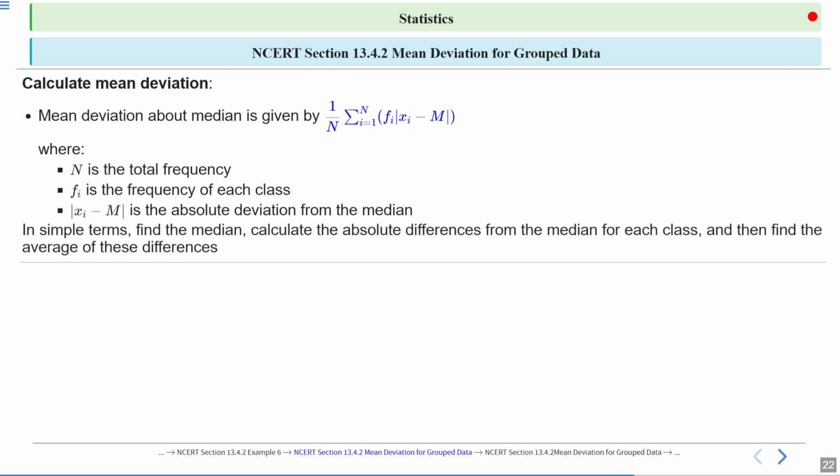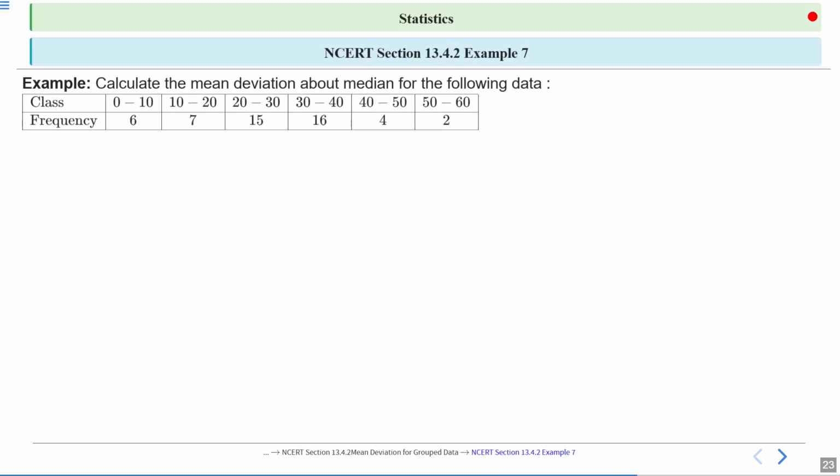In simple terms, find the median, calculate the absolute differences from the median for each class, and then find the average of these differences. So let's look at an example. In this example, we have to calculate the mean deviation about the median for the following data.